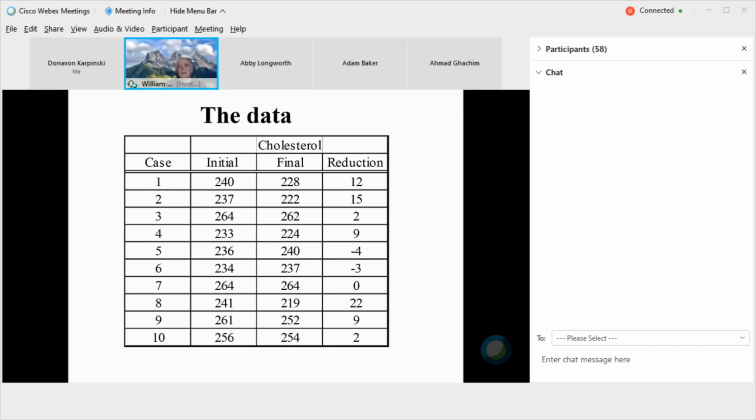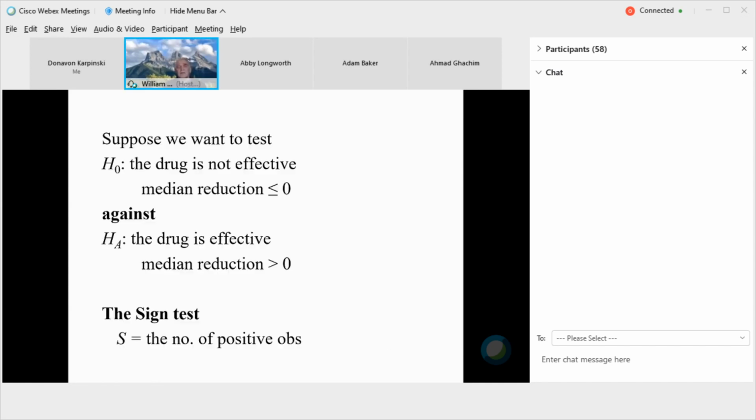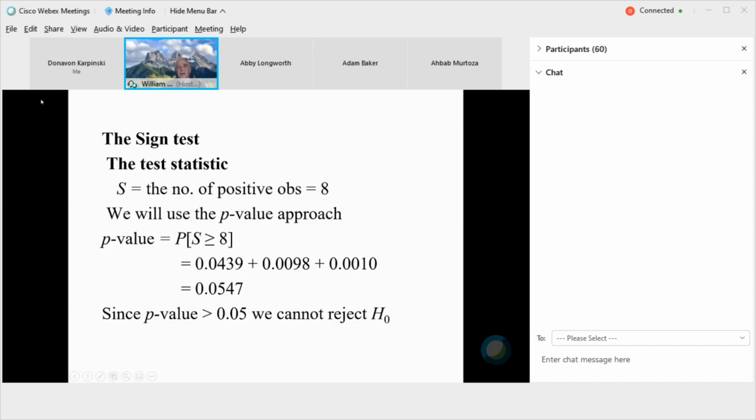8 values are positive or 0. So the null hypothesis is that the drug has no effect: the median reduction is 0 or smaller. The alternative is that the drug is effective: the median is greater than 0. The sign test calculates the number of positive observations. That turns out to be 8 if we include 0 as being a positive value. We'll use the p-value approach: the chance of getting that value or larger, giving stronger indication of rejecting H naught.